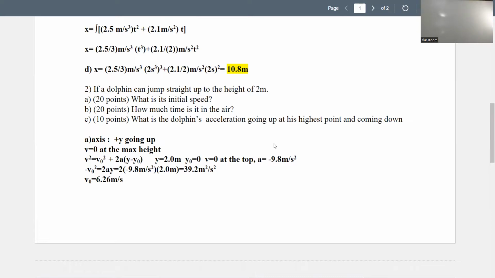Okay. The dolphin can jump straight up to a height of 2 meters. What's its initial speed and how much time is it in the air? So you're assuming the dolphin is jumping out of the water. Then that's flat, right? You're ignoring any little height difference in the waves. So then you have its max height at 2 meters.